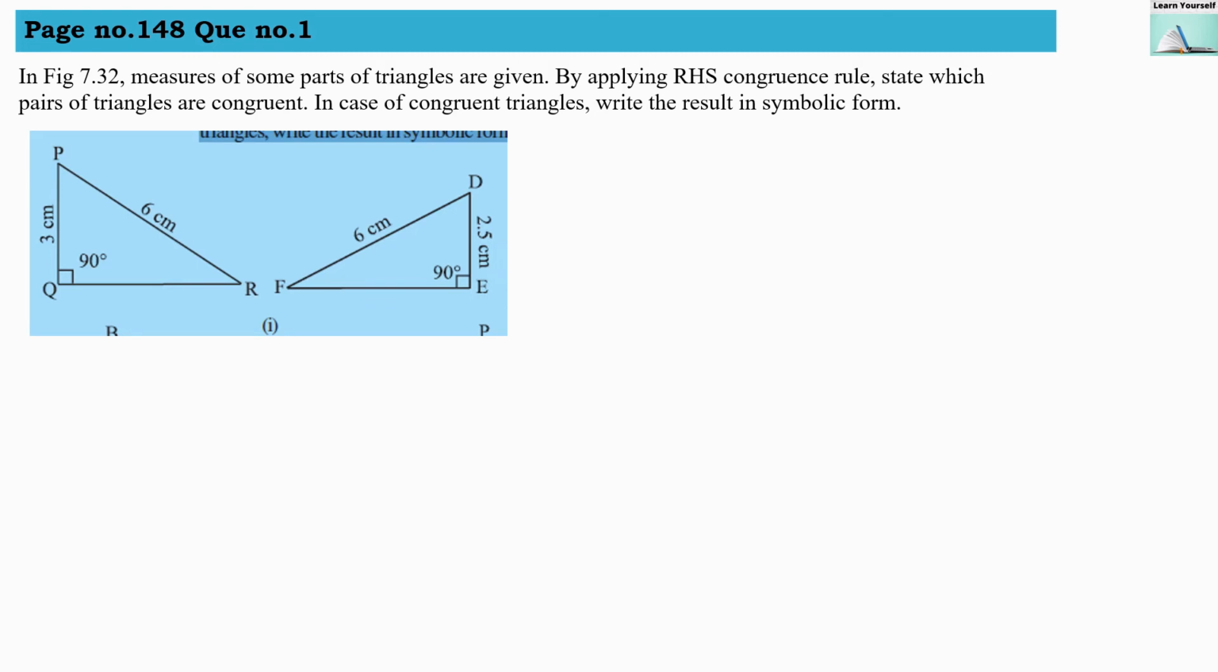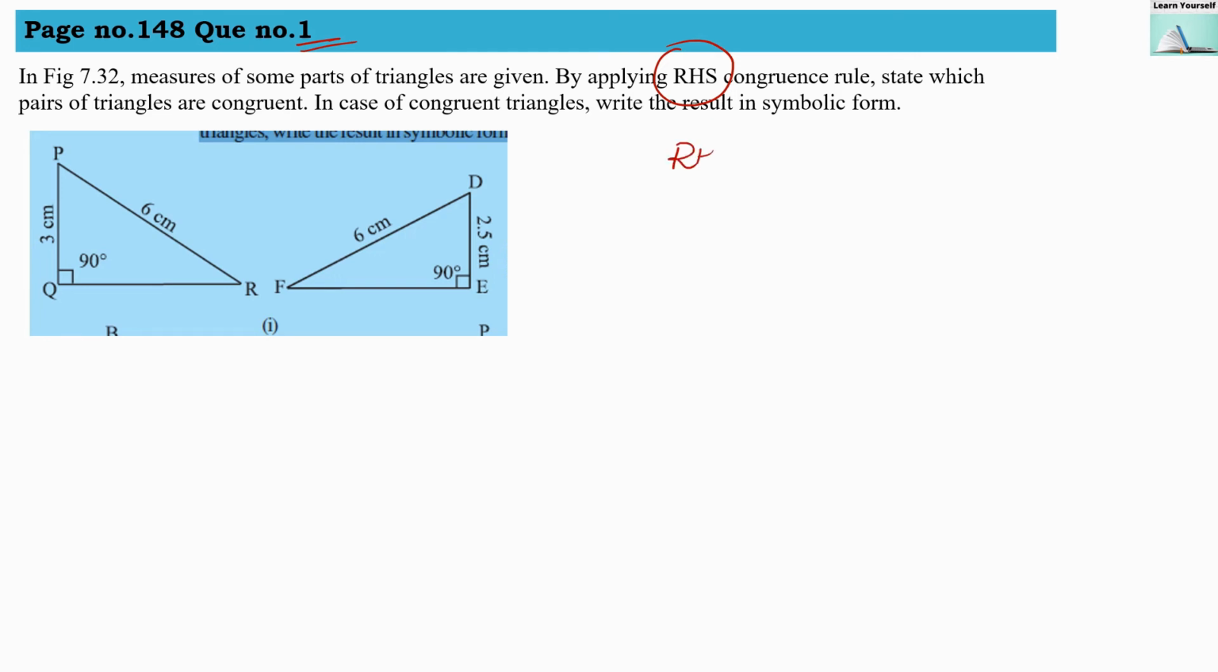Try these sums from page number 148, question number 1. In figure 7.32, measures of some parts of triangles are given. By applying RHS congruence rule, state which pairs of triangles are congruent. In case of congruent triangles, write the result in symbolic form.